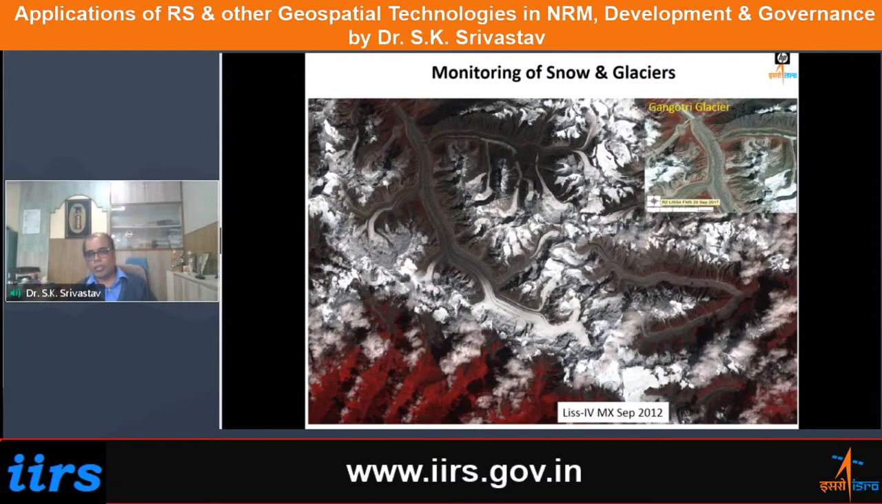So snow cover mapping: if you want to map the snow cover the way I was showing you how to map the water body, similarly, you can also map the snow cover in the Himalayan terrain or in any terrain where snow is present. And you can even map the glaciers based upon visual interpretation, as well as by applying some automatic or semi-automatic methods. So why do we need to do this?